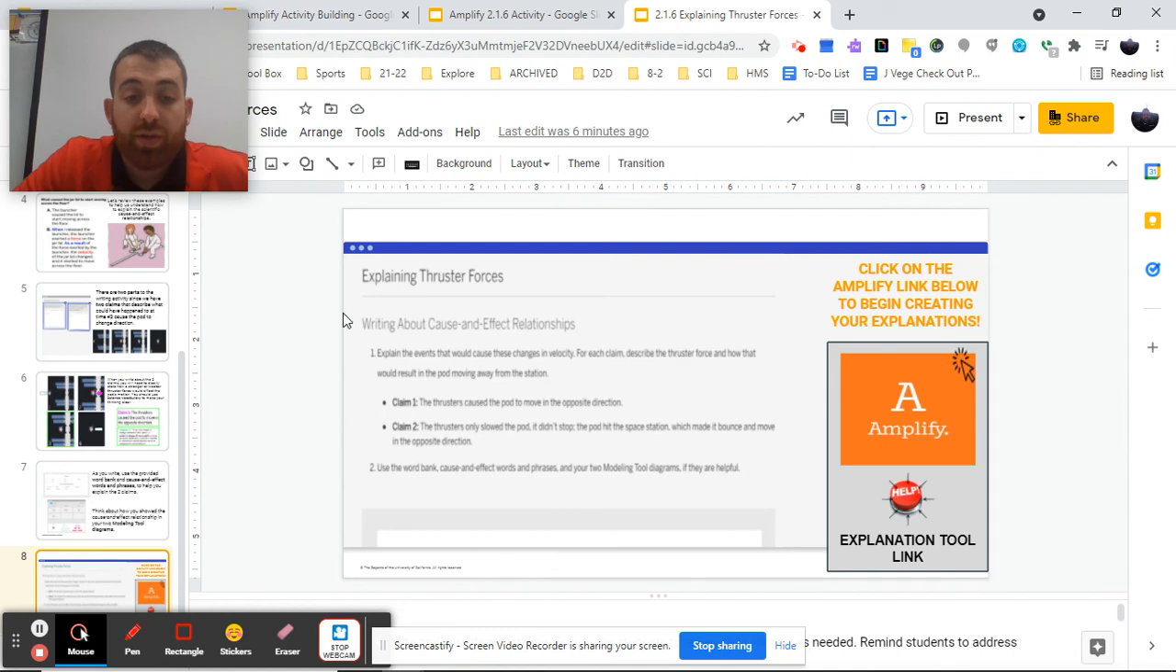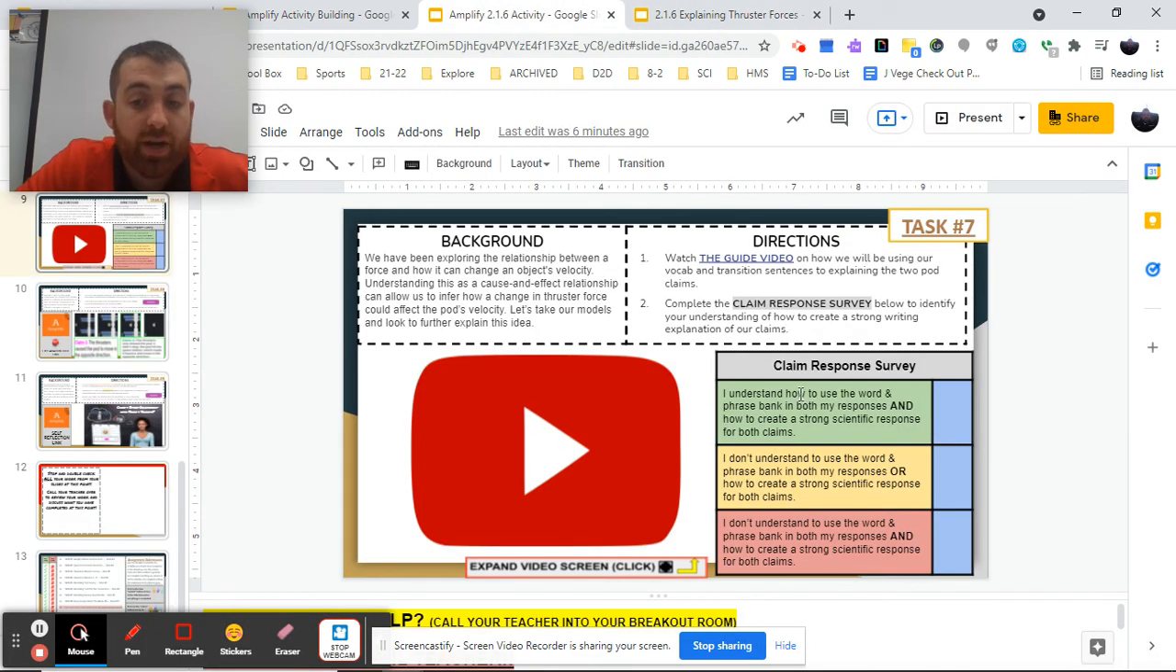If you need a review of the instructions that I just explained, make sure when you click into the Amplify page, you read through them carefully. Otherwise, at this point, we hopefully understand how to use our words and phrases within our responses and how to create that strong scientific response.